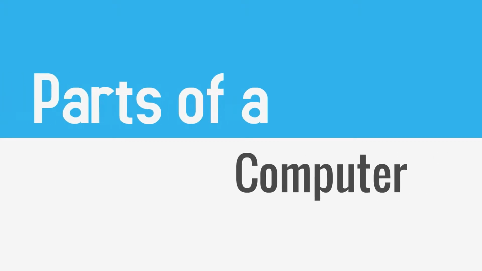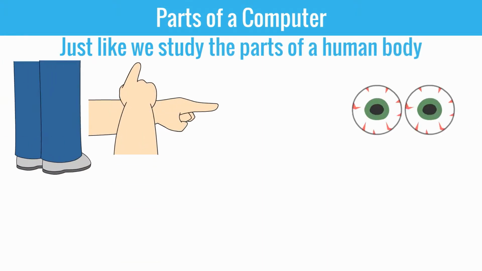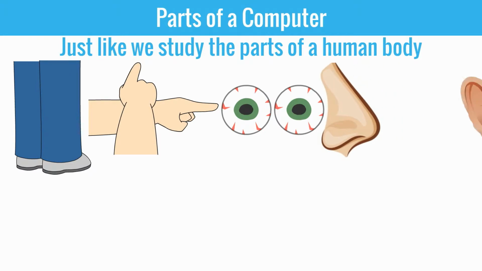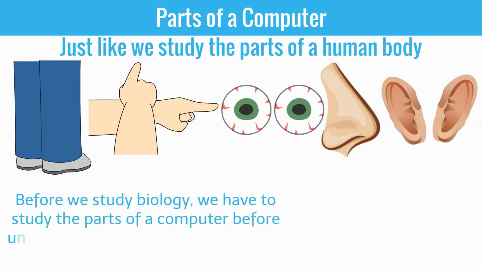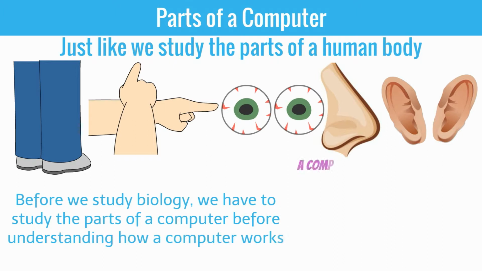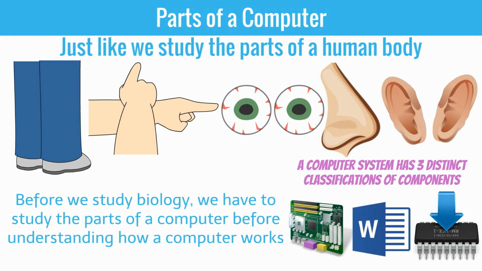Parts of a computer. Just like we study the parts of a human body, 2 legs, 2 arms, 2 eyes, 1 nose, 2 ears, etc. before we study biology, we have to study the parts of a computer before understanding how a computer works. A computer system has 3 distinct classifications of components: hardware, software, and firmware.